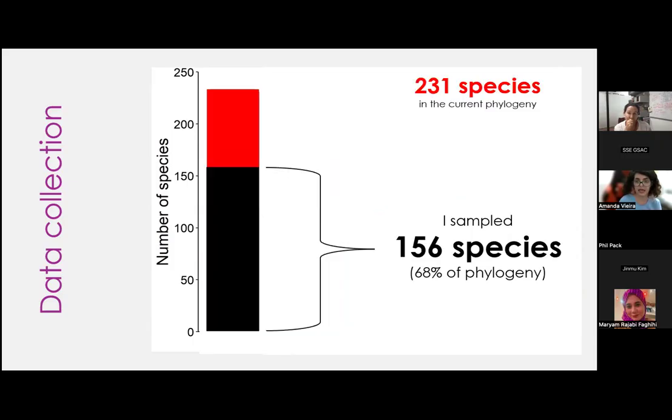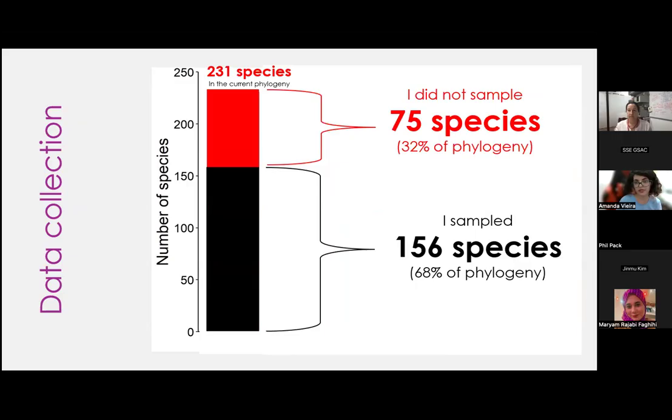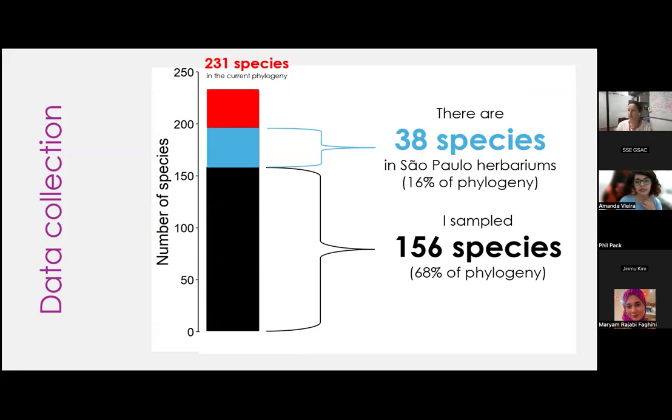I sampled 156 species, which corresponds to 68% of the phylogeny. And of course, there are 75 species that I did not sample. From these 156 species, I sampled 105 species at Kew Botanical Gardens. I sampled a lot of species there in the 2 months I stayed, but there's potential to measure a little bit more.